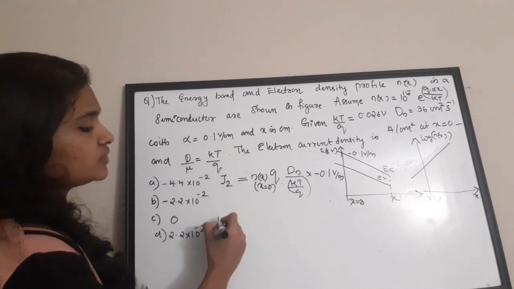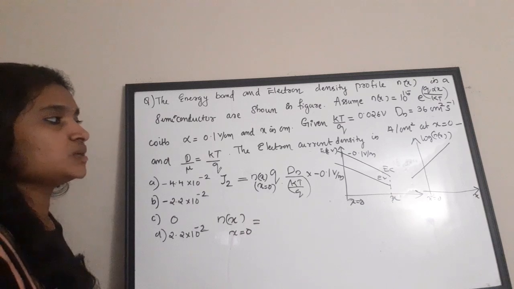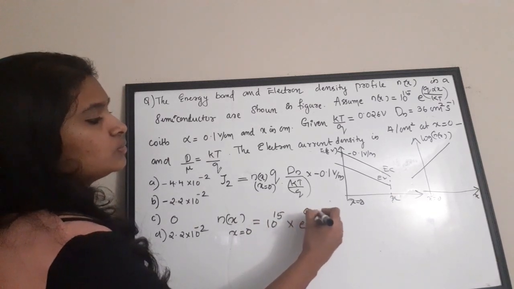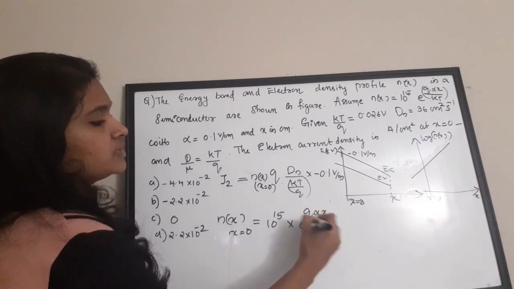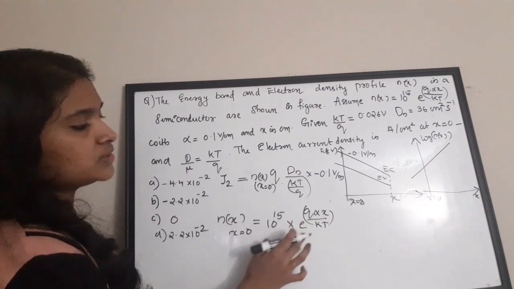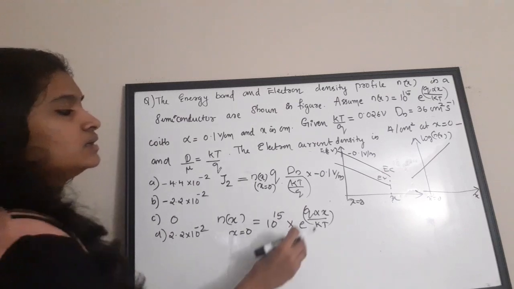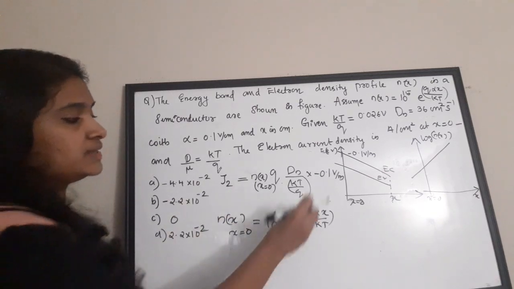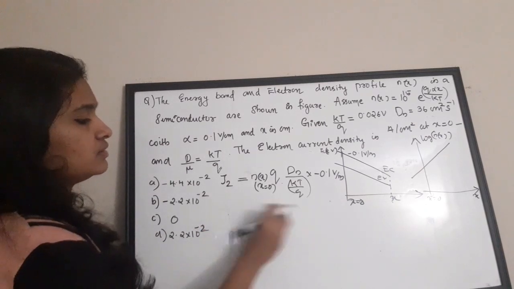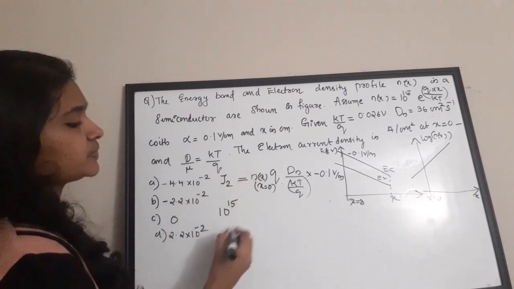First, we will try to find out what is Nx, the number of electrons at x is equal to 0. So what is the equation? It is 10 raised to 15 into e raised to q alpha x by kT. Here we need to find the value at x equal to 0. In the e raised to term, there is an x, so put x equal to 0. We will get e raised to 0, that is 1. So the value of electrons is 10 raised to 15.